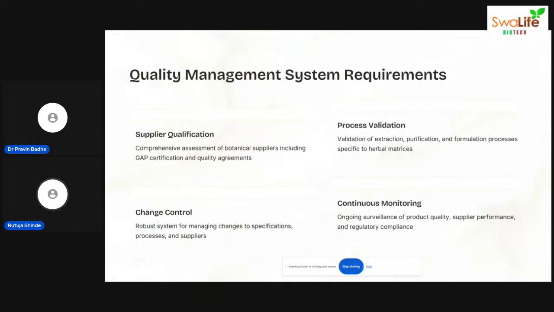Next is quality management system requirements. So, a comprehensive quality management system is essential for herbal products. This includes qualifying suppliers, validating key processes, and maintaining strict change control. Continuous monitoring ensures compliance and consistent quality over time. So this is where regulatory expectations and good manufacturing practice intersect, and where long-term product success is secured.